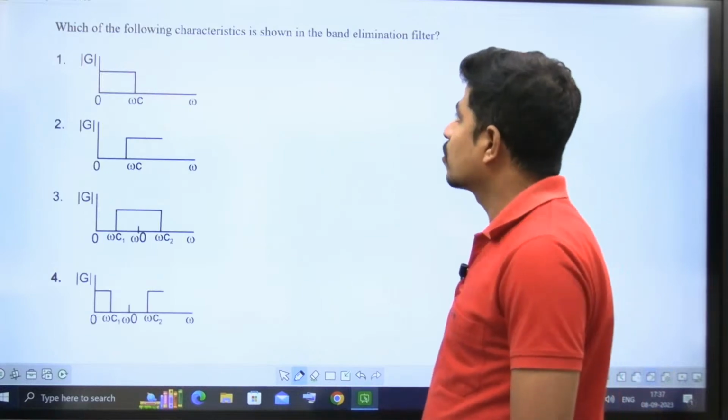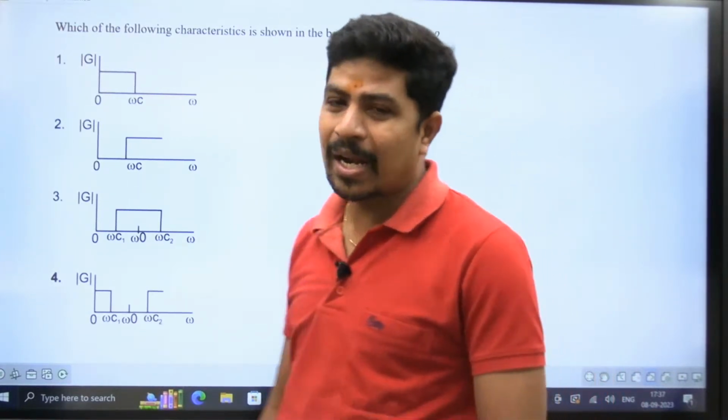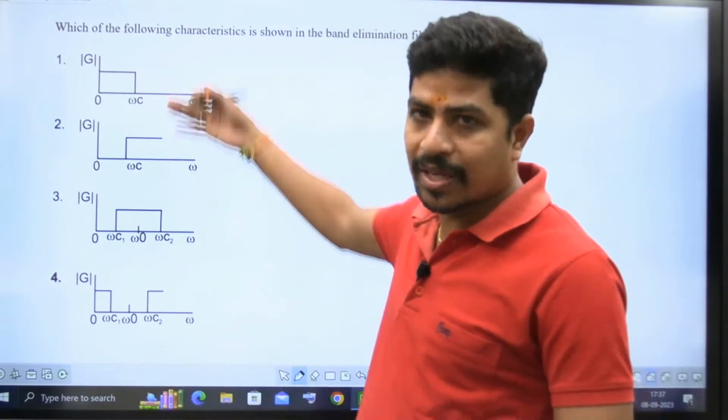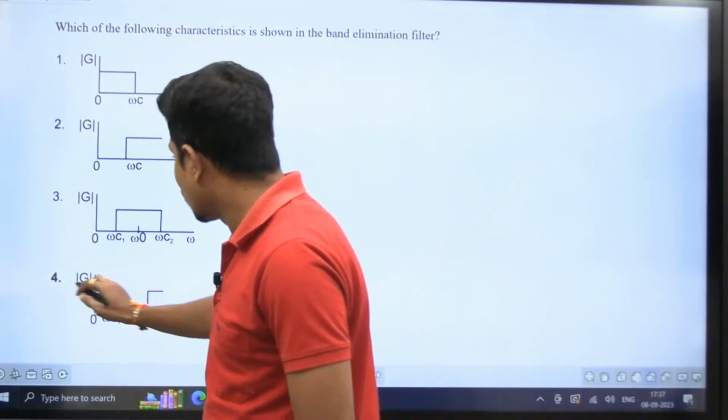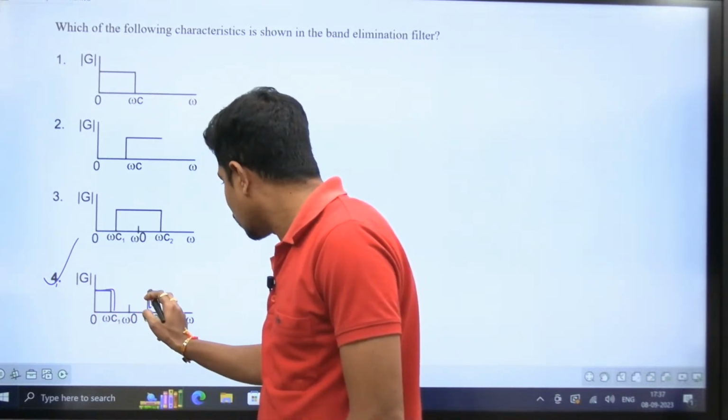Okay. Next question: which of the following characteristics is shown in the band elimination filter? Band elimination or band stop filter. Observe the characteristics. Now, this is not the band stop filter. See, initially gain is there. After that also gain is there.